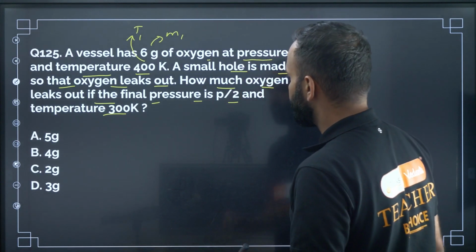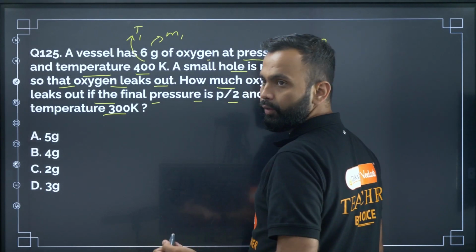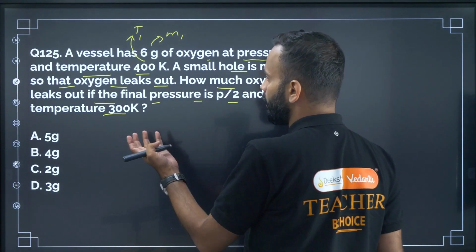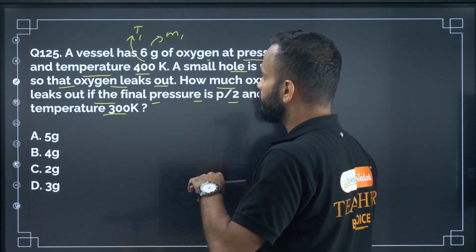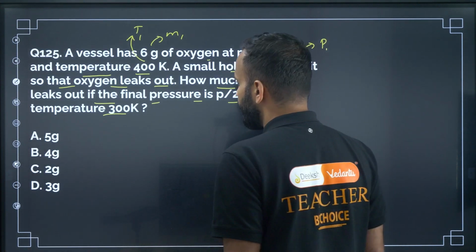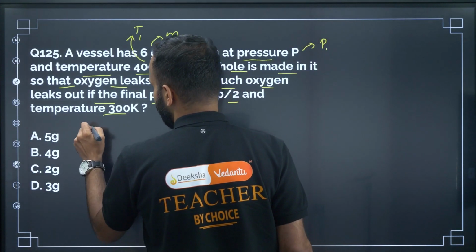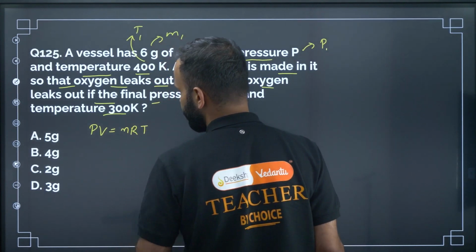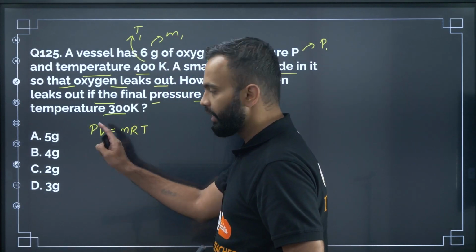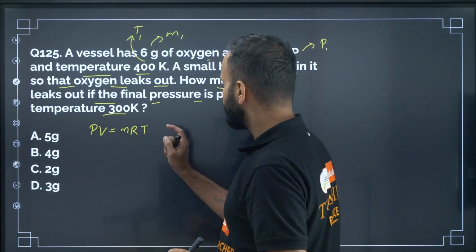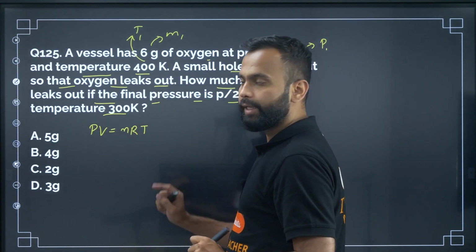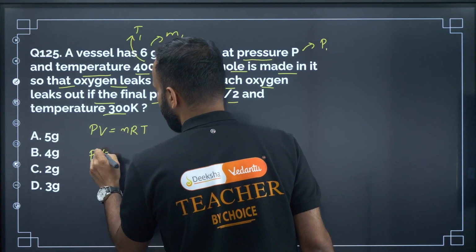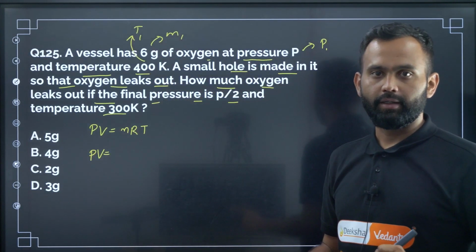So here we have to use the ideal gas equation to find how much oxygen leaks out from the vessel, right? What is the ideal gas equation? Ideal gas equation is PV equal to nRT, right? What is P? P is pressure, V is volume, n is number of moles, R is universal gas constant, T is temperature, right?